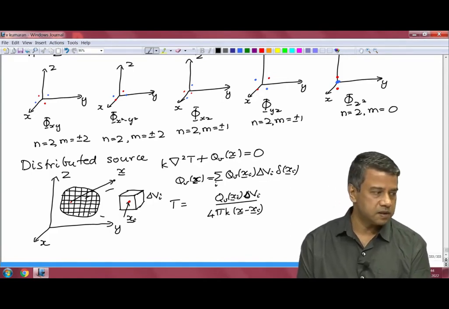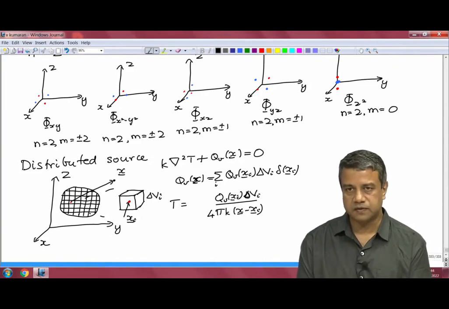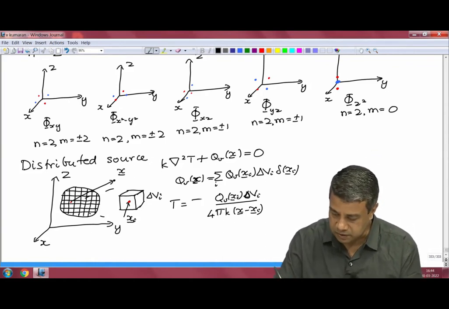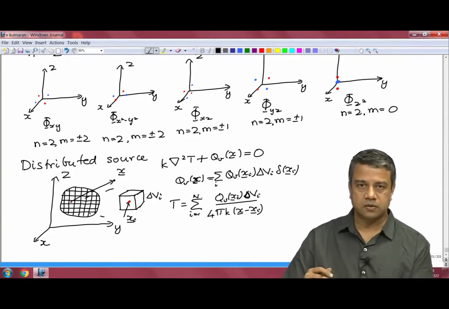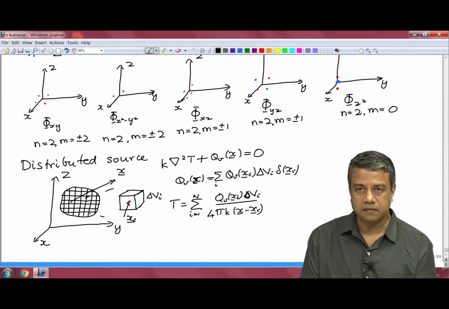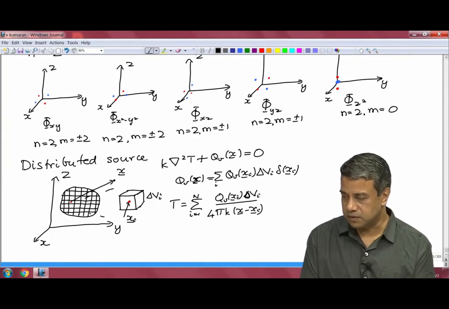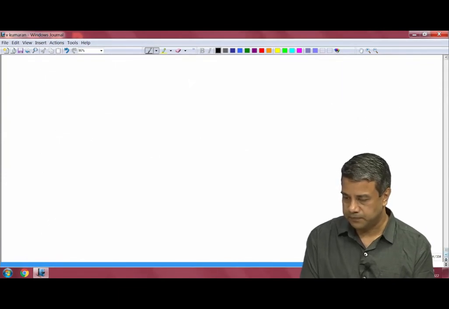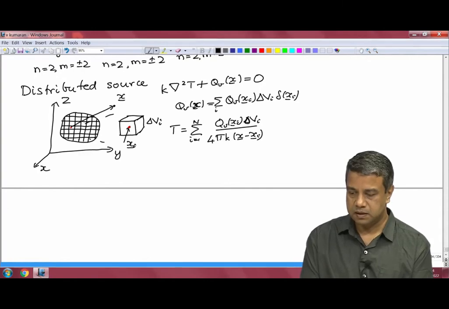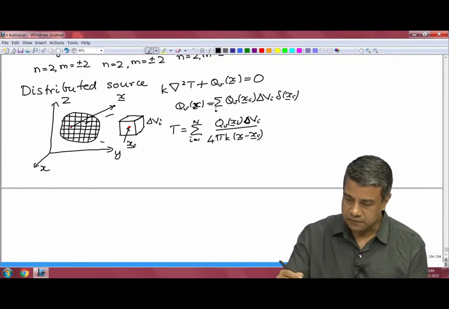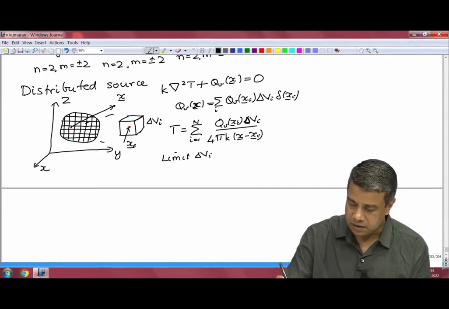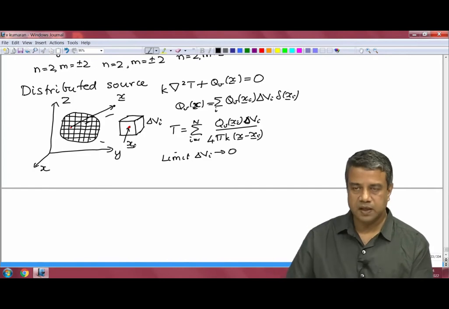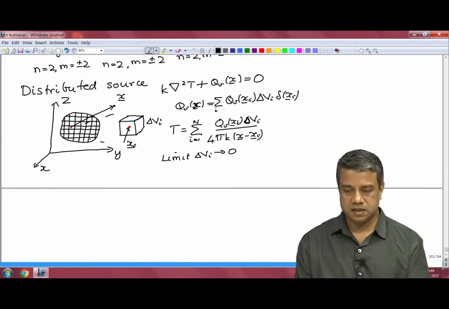The total temperature is due to the sum of all of these sources, which is a sum over all i, where n is the total number of differential volumes that have distributed this point source within. So, if I take the limit of delta Vi going to 0, I can write the summation as an integral.